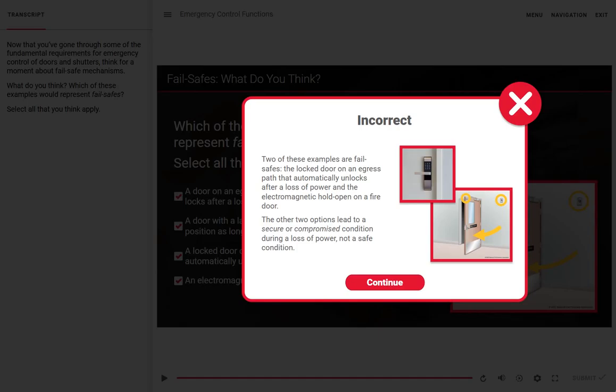Sorry, that's incorrect. Two of these examples are fail-safes: the locked door on an egress path that automatically unlocks after a loss of power, and the electromagnetic hold open on a fire door. The other two options lead to a secure or compromised condition during a loss of power, not a safe condition.